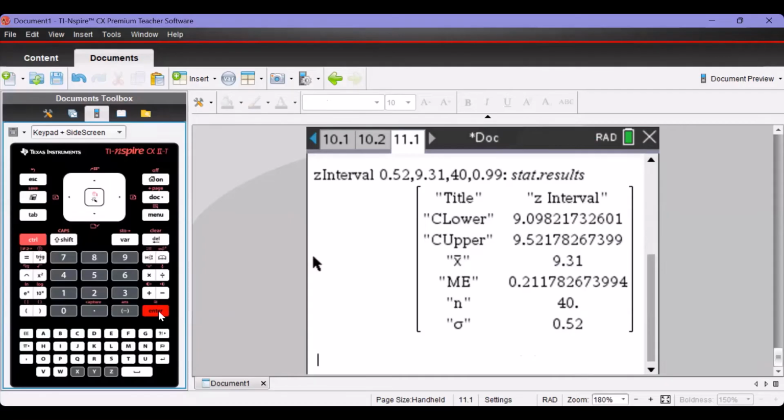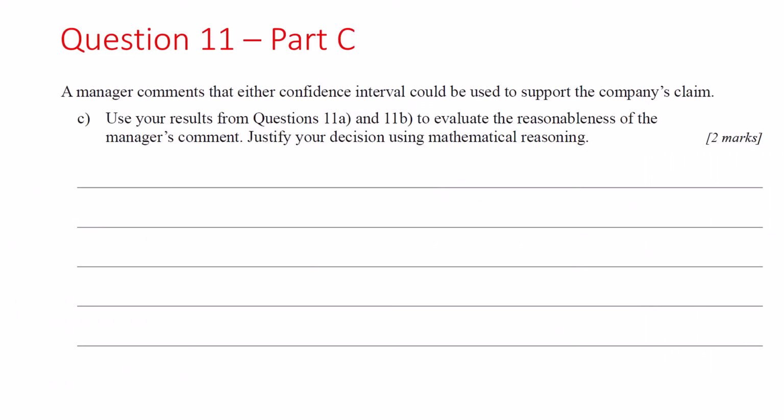So to conclude in part C, the approximate 95% confidence interval does not include the claimed mean battery life of 9.5 hours. The approximate 99% confidence interval, however, does. Hence, the manager's comment is not reasonable.